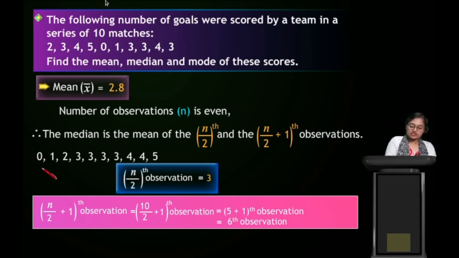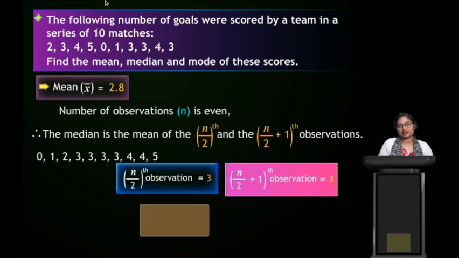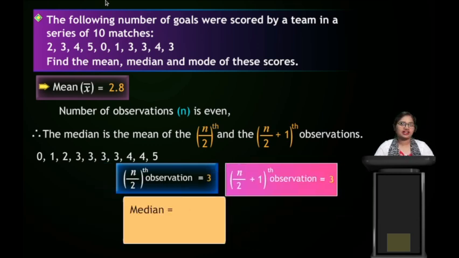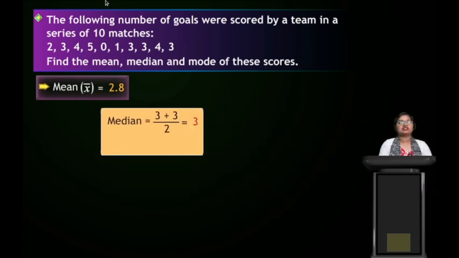So students, which is the 6th observation in this data? Yes, it is again 3, right? So here you can see it is 3. So what is the next step then? How to find out the median? Yes, we have to take the mean of these two values. So let's do that. The mean of these two numbers, that is 3 plus 3 divided by 2, gives again a 3. So here the median for this data is 3.